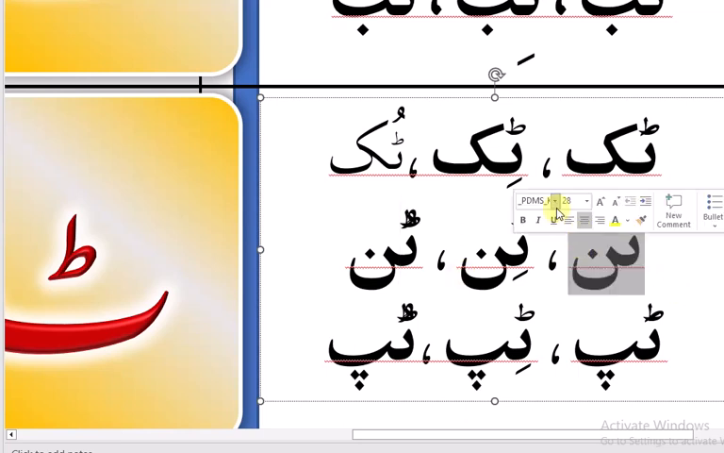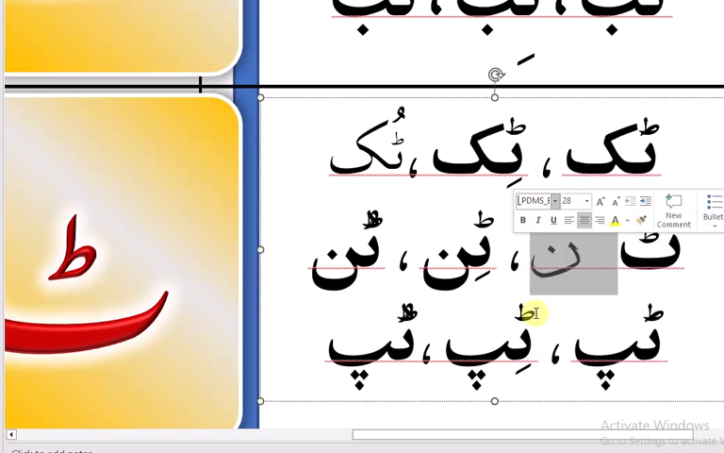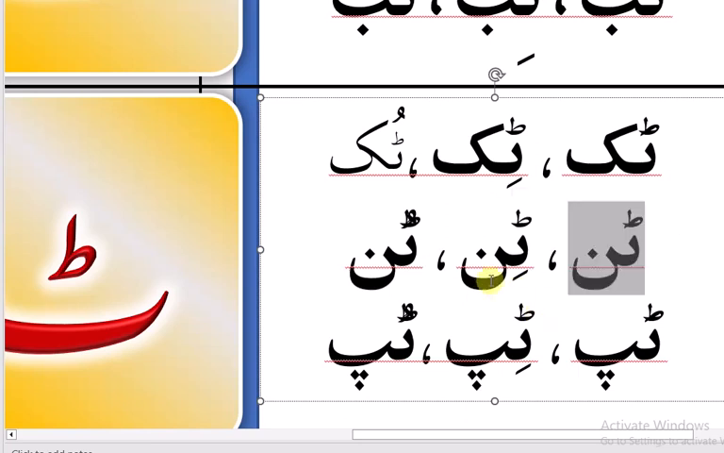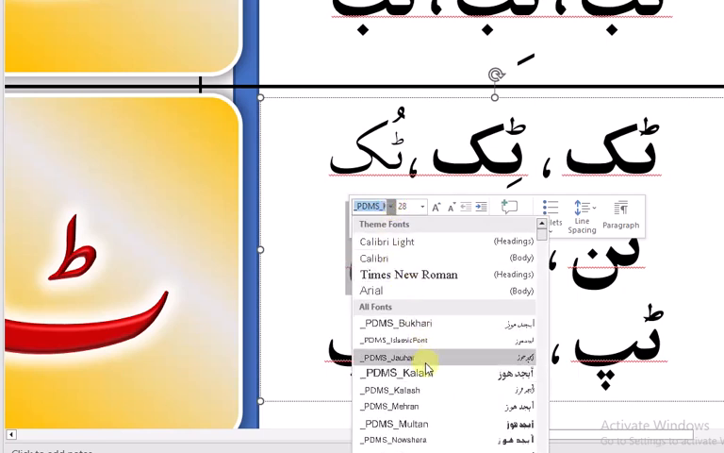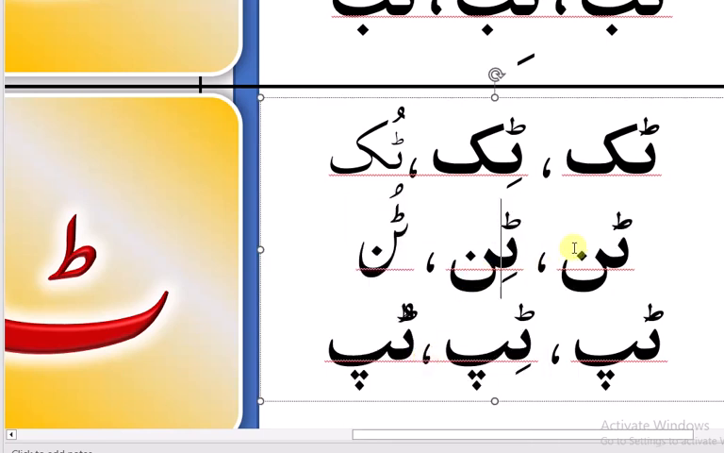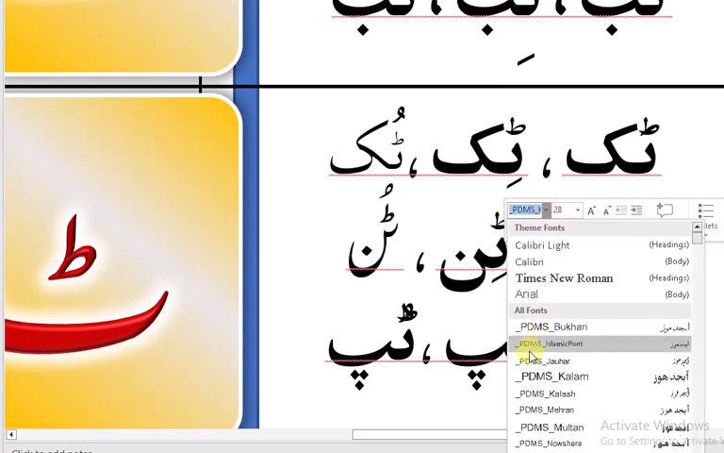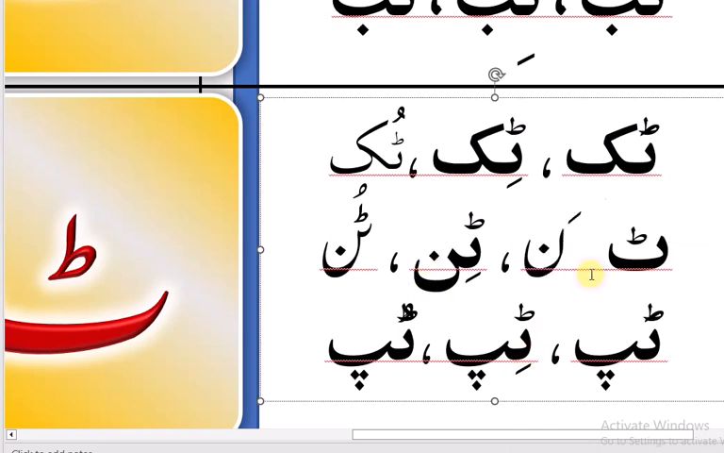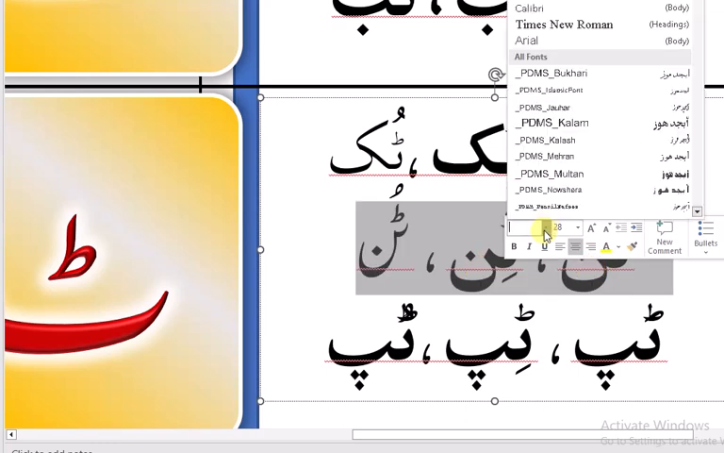Move here. And then? Te zabar noon, tan. Te pesh noon, tun. Tan tin tun.